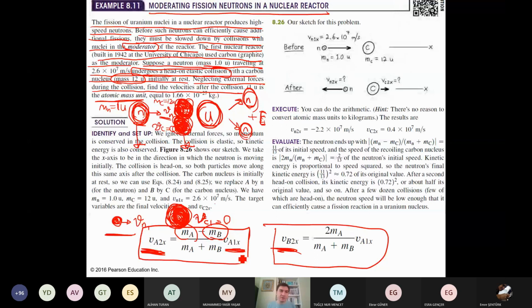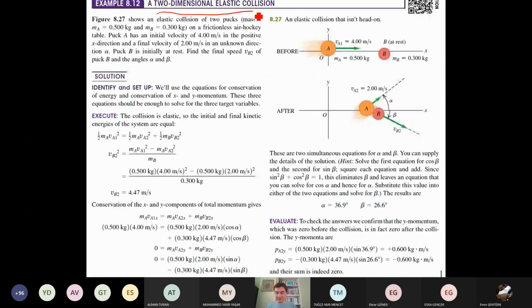Last question, two-dimensional elastic collision. Up to now, we have discussed the collisions in one dimension. But what happens if the collision is in two dimensions? Here we have an example. The figure shows an elastic collision of two pucks, masses MA and MB, on a frictionless air hockey table.